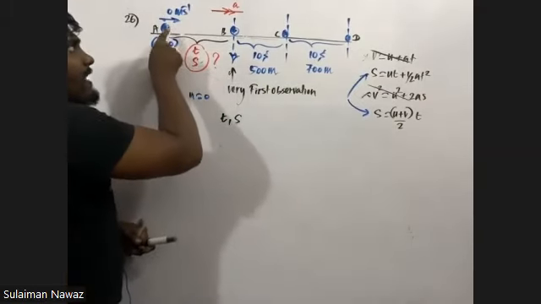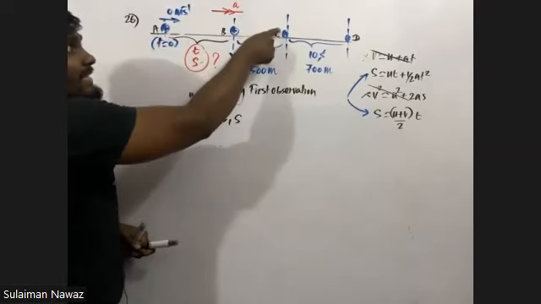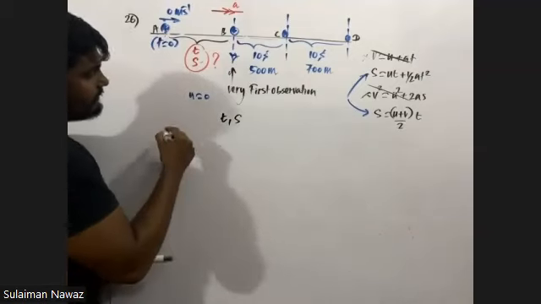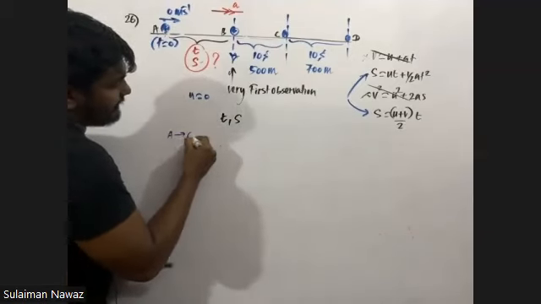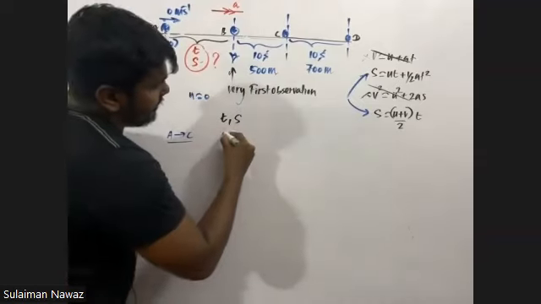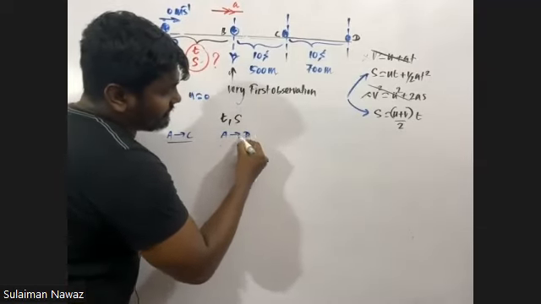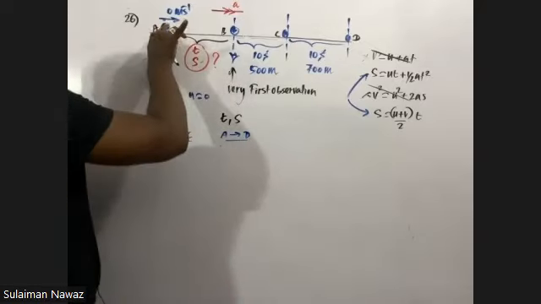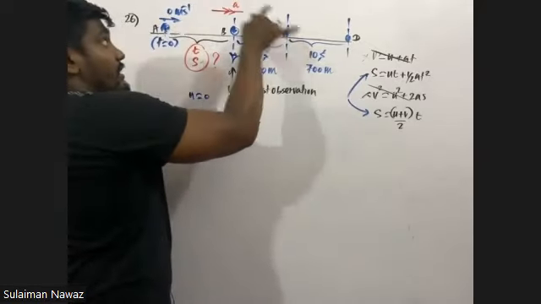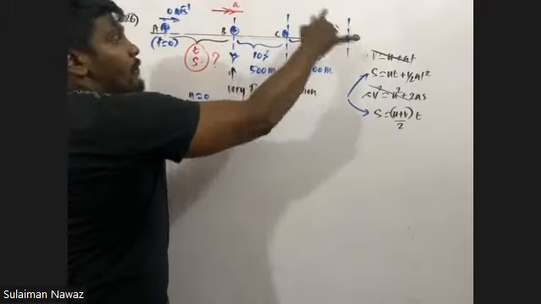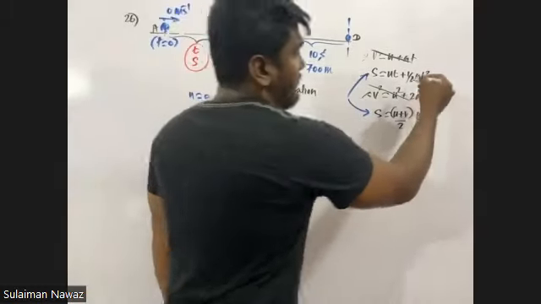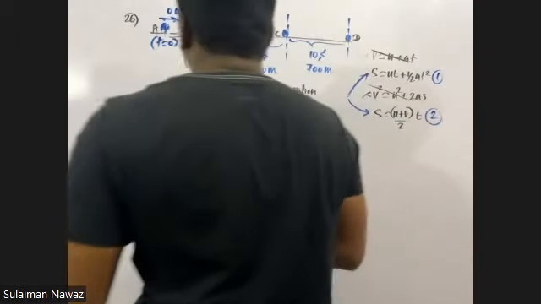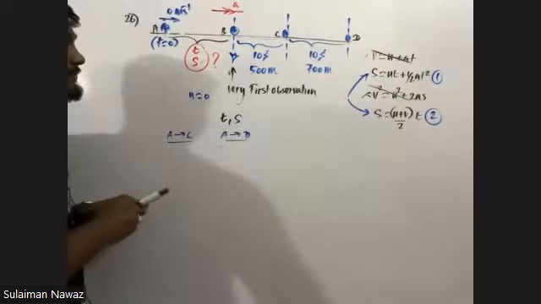Now, if I consider point capital A to C and point capital A to D motions, listen very carefully. I am selecting point A to C motion and point A to D motion. I say this equation as equation 1, this one is equation 2. Now tell me what is the best equation.